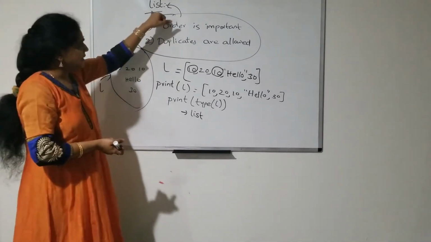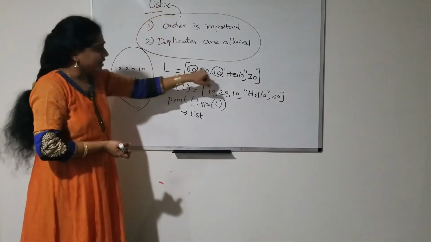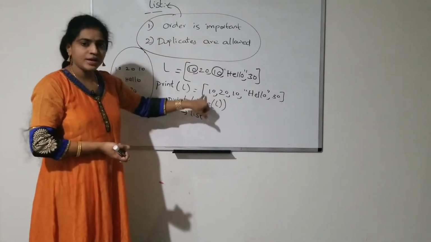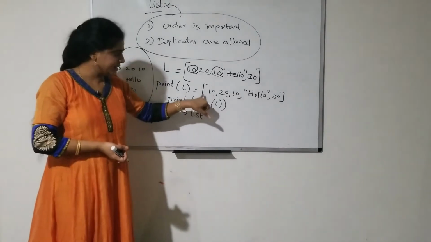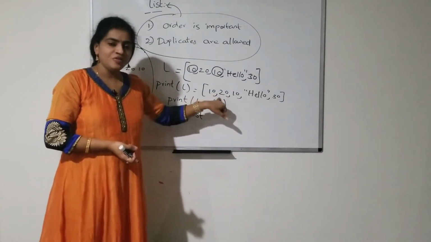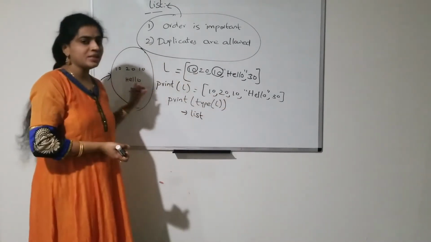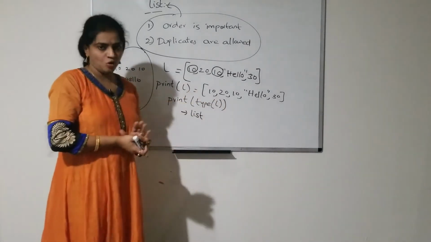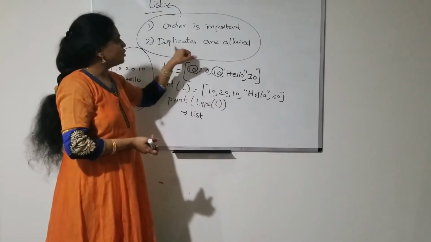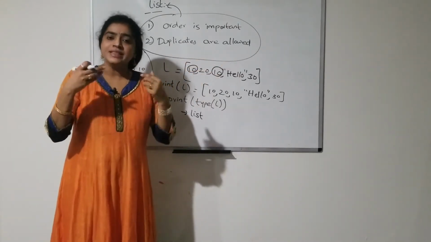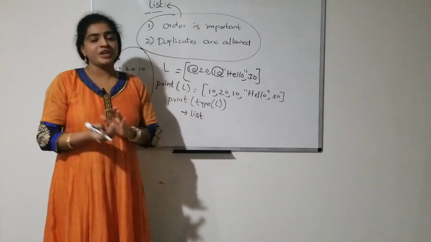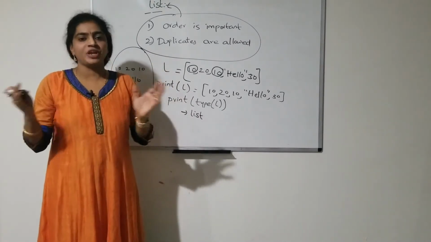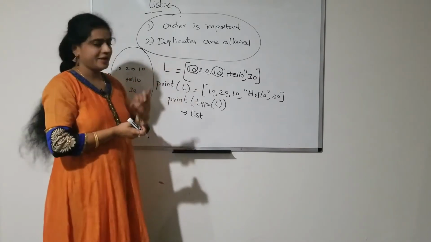So, list is a collection of elements under a single entity in which order is important. Order is important means that in which order you have taken the list, in the same order the objects will be stored in the memory, and in the same order you will get the output. And next one is duplicates are allowed. The same object you can use in the list any number of times, that is nothing but a duplication.